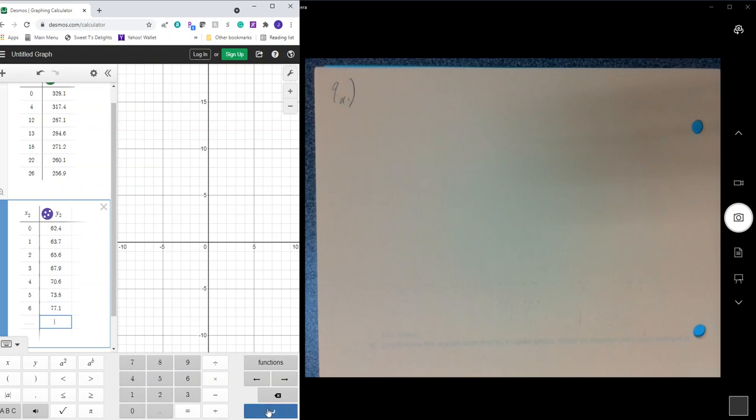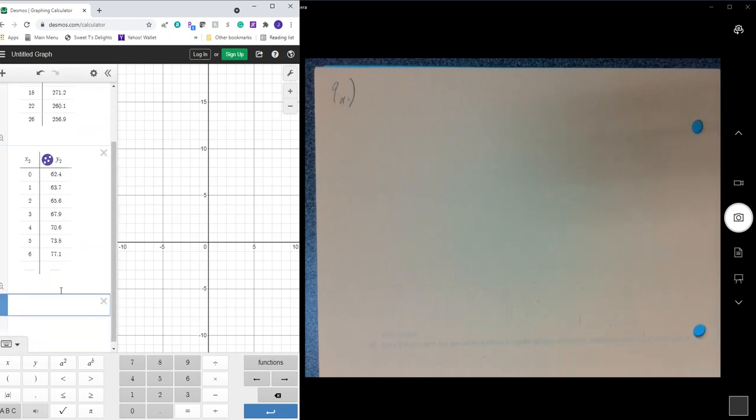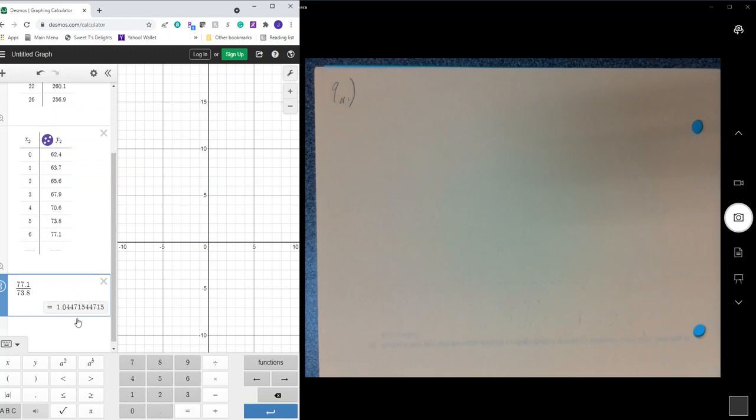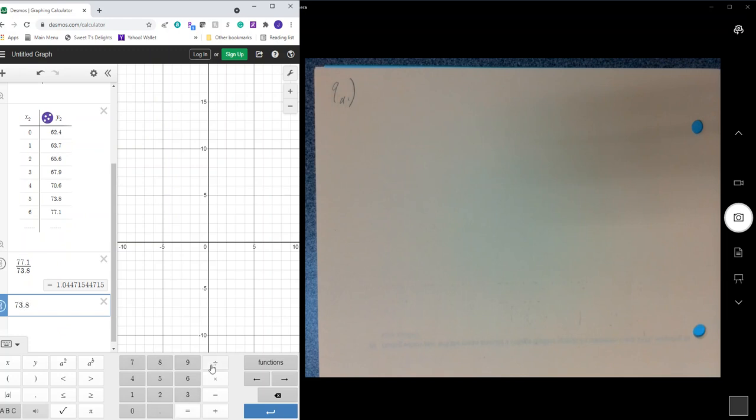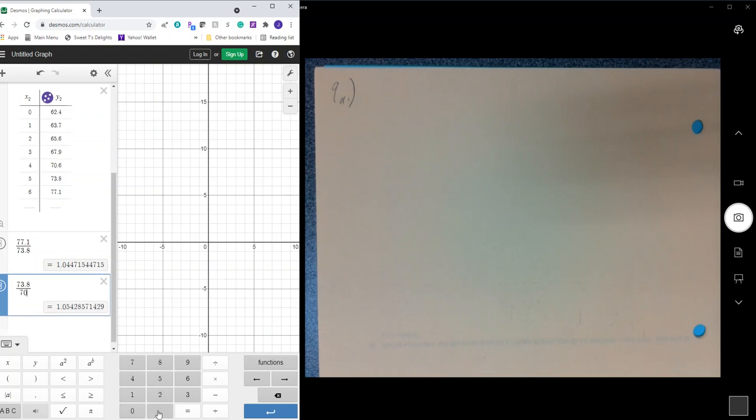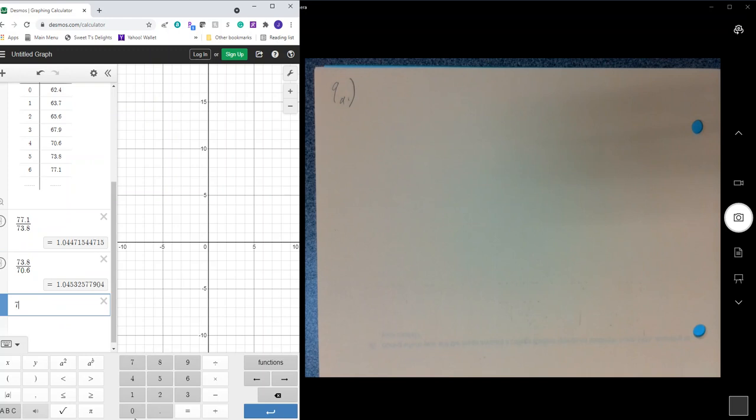62.4. Okay, so now we have a table that we can consistently look at. It says, does the relationship in the table seem to represent an exponential function? We could do what we just did in the last problem. We take the 77.1 and divide it by 73.8, rounded to two decimal places. We get 1.04. Then we take 73.8 divided by 70.6, and we get approximately 1.04, 1.05, very close to each other.